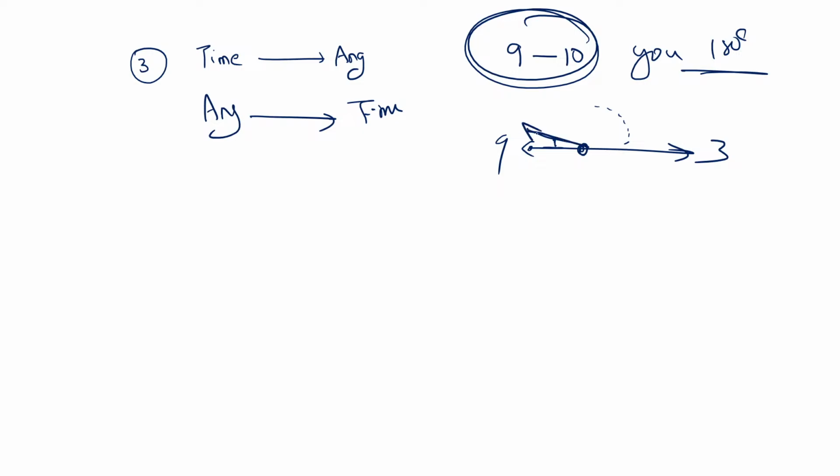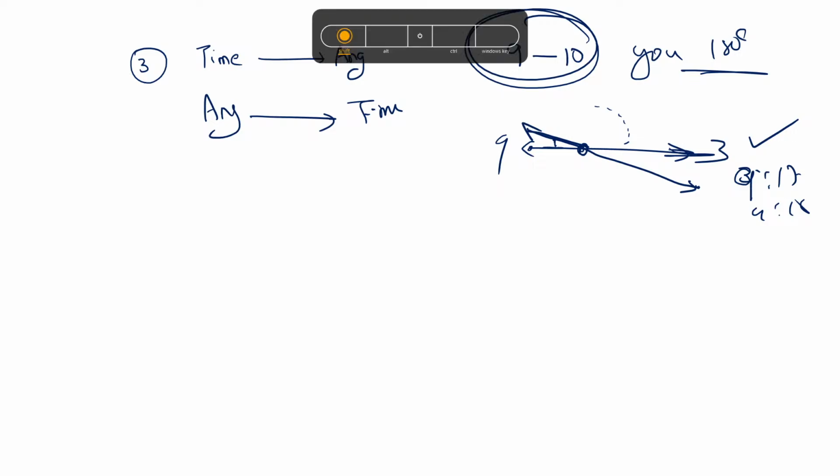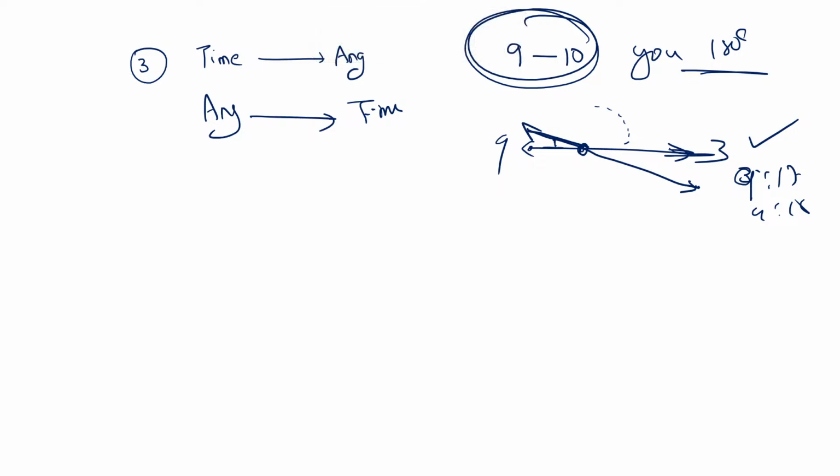So if it is there, then you have to get the minute hand opposite to it. So you are going to get the answer as 9:17 or 9:18 but not 9:15. You need to find that exact time, at what time you are going to get that angle. In the first model, time to angle. In the third model, angle to time.